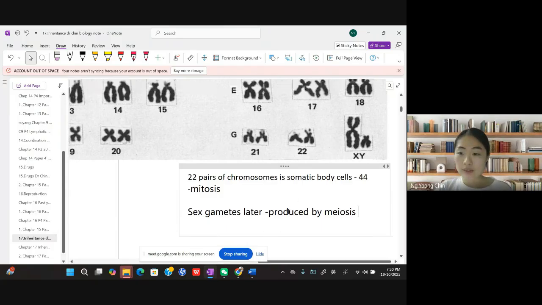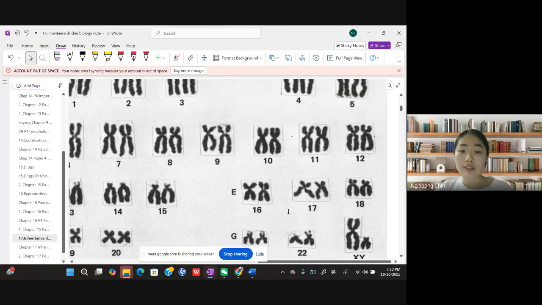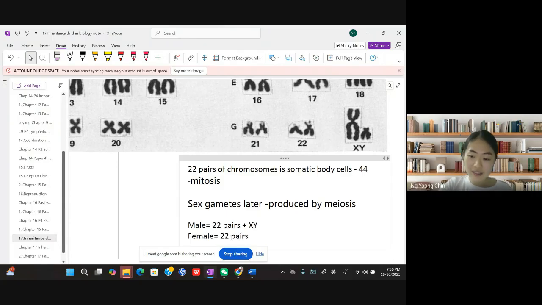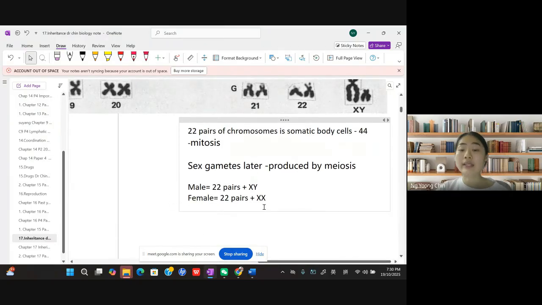So that's why when you want to describe the human karyotype, usually they will just write it this way. For the male, it will be 22 pairs plus XY. And the female will be 22 pairs plus XX. Yeah, so this is how you can write. So the total will be 46.